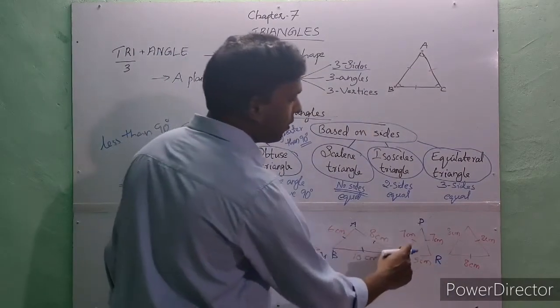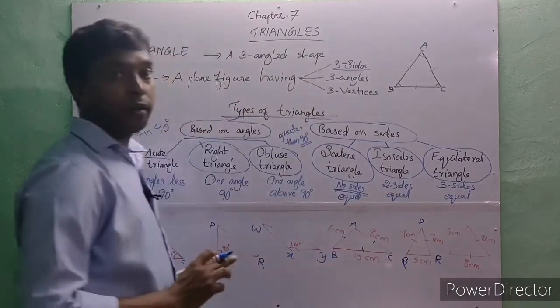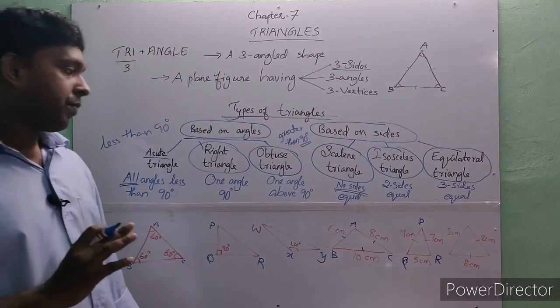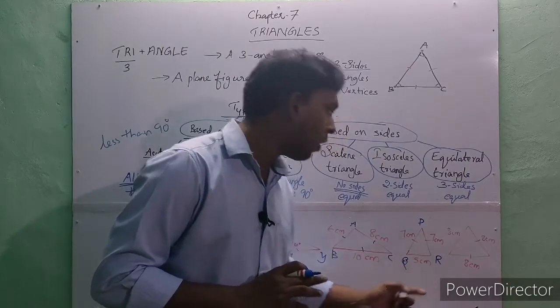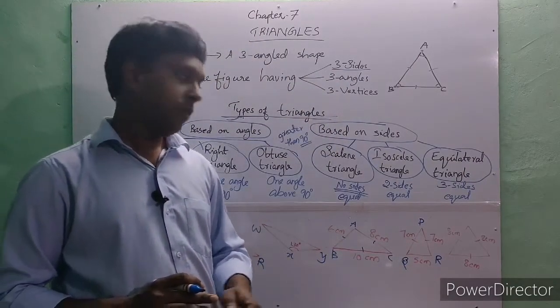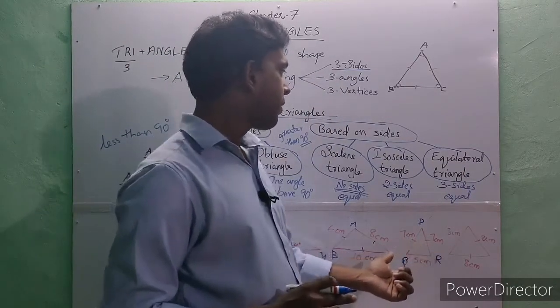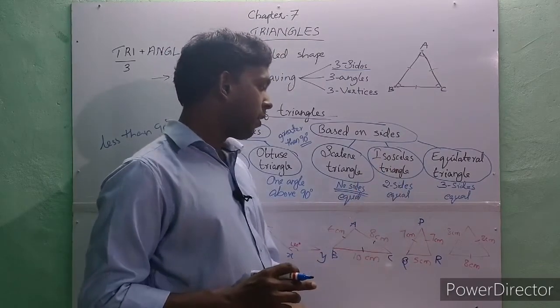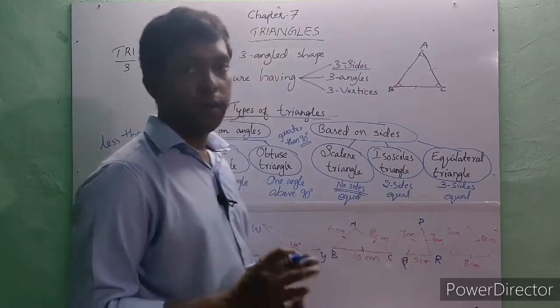Here side PQ and side PR are 7 centimeters each. But side QR is 5 centimeters long. Therefore, we can call it an isosceles triangle simply because its two sides are equal.